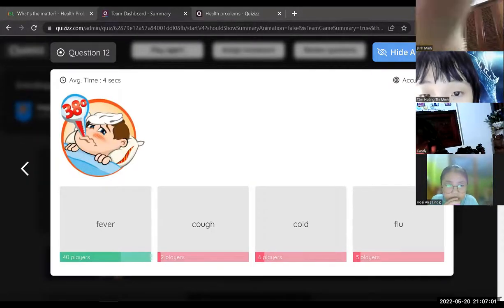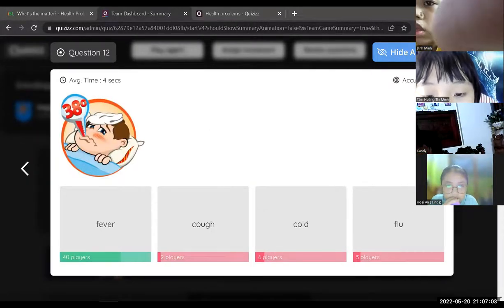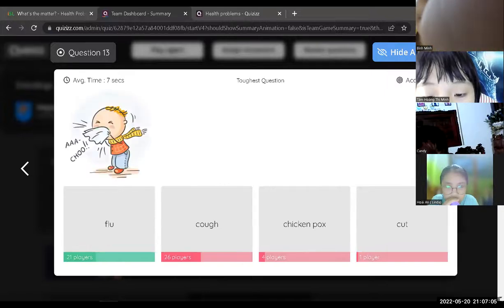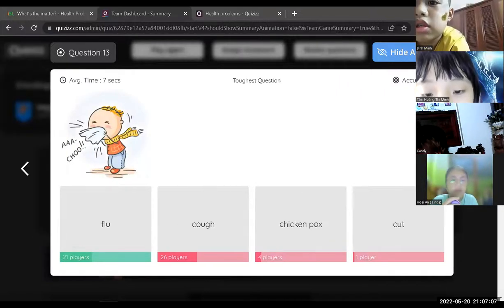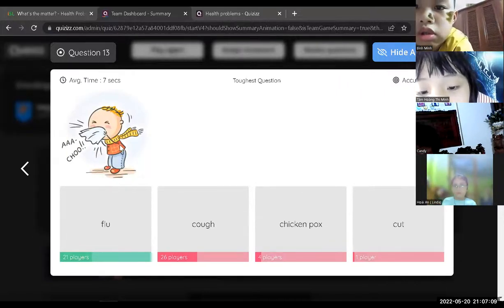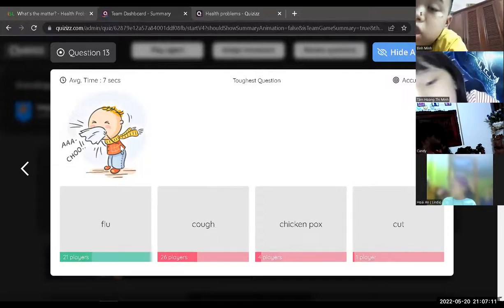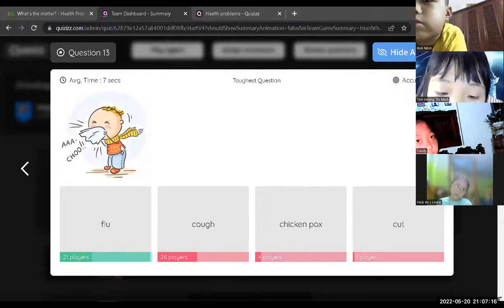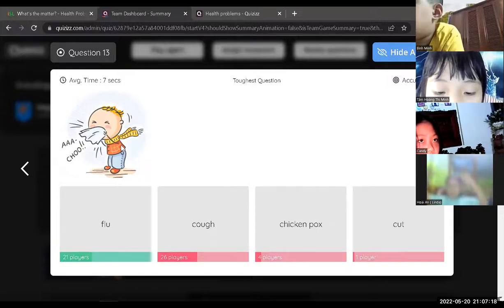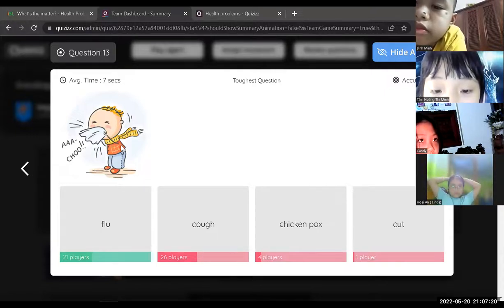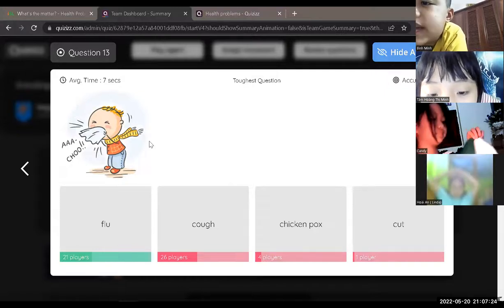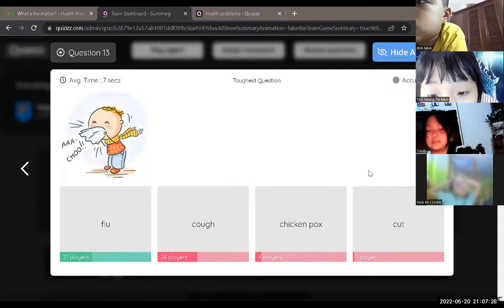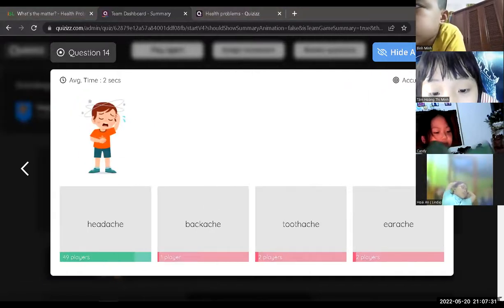Fever, bị sốt, 38 degrees C, very high, so you got a fever. A flu. This one is not cough, it is achoo. The word achoo expresses sneezing. When you have the flu, you usually sneeze a lot, so cough is not correct, because achoo means hắt xì in Vietnamese. So yeah, you got the flu, you have to sneeze a lot.